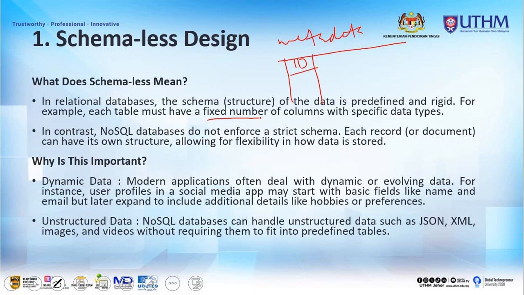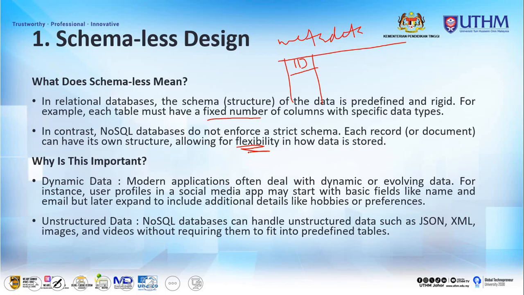In contrast, NoSQL databases do not enforce a strict schema. Each record or document can have its own structure, allowing for flexibility. This is the important keyword here: flexibility in how data is stored. That is the best part of NoSQL. There's no restricted schema and it is very flexible. Why is this important? Dynamic data.